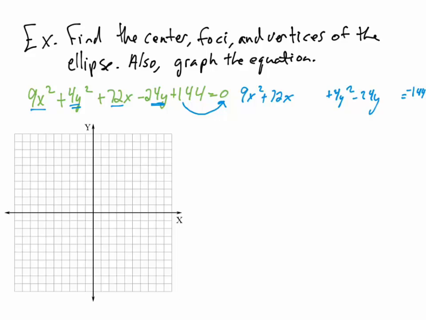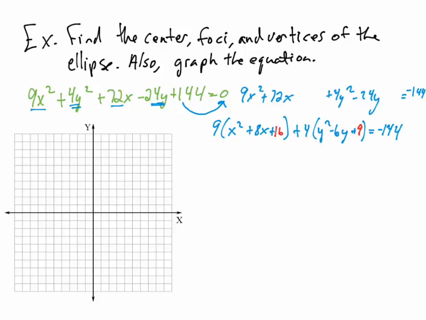Alright, so looking at the x's, I'll first factor out the 9 because I just want a coefficient of 1 on the x squared. So x squared plus 8x, and then to complete the square I take half of 8, which is 4, and then I square that. So plus 16. And then for the y's, I'm going to factor out a 4. I'm left with y squared minus 6y, and then half of negative 6 is negative 3. 3 squared is 9, so plus 9 here. And then that's going to equal negative 144.